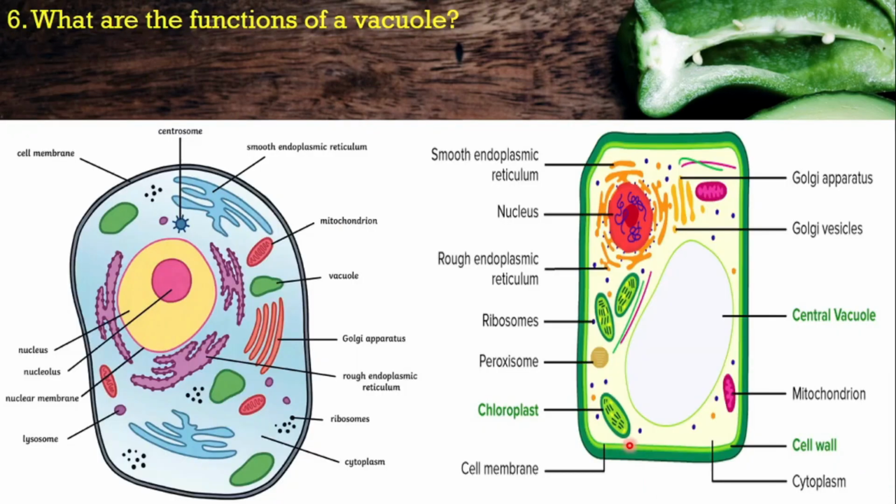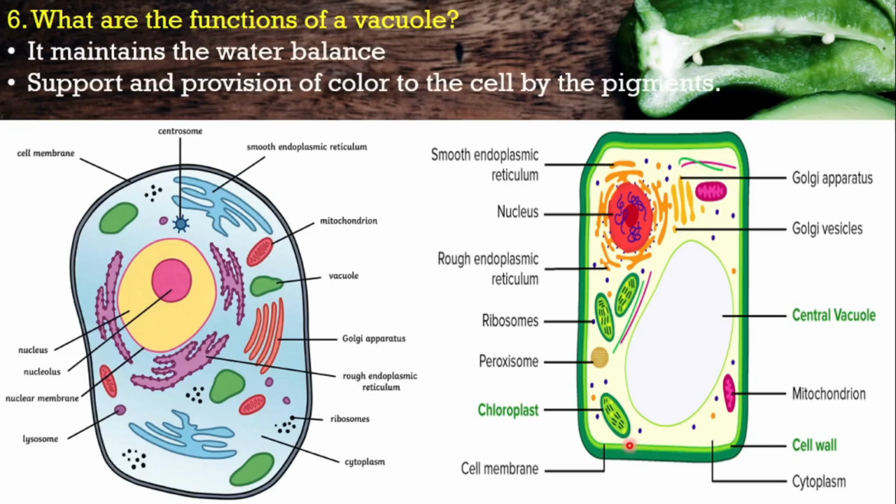What are the functions of a vacuole? It maintains the water balance, support and provision of color to the cell by the pigments. Here you have an animal cell and here is a plant cell. But here I'm not going to talk about the difference. I'm not going to compare the animal cell with the plant cell. Now you have a clear idea about what are the differences, what are the organelles that you can find in the animal cell and the plant cell, and also functions. We have covered everything that you need to remember as a student of grade 10 and grade 11.